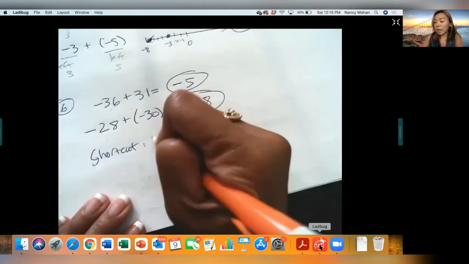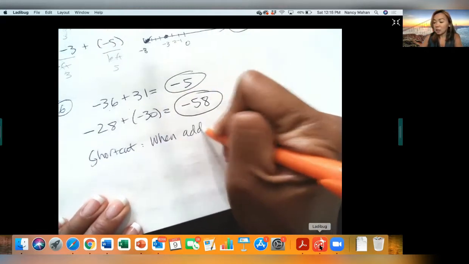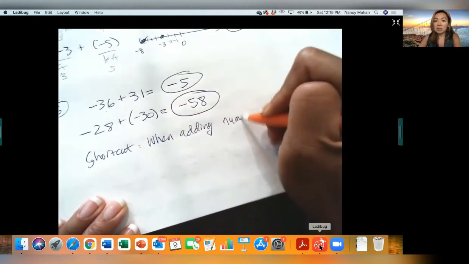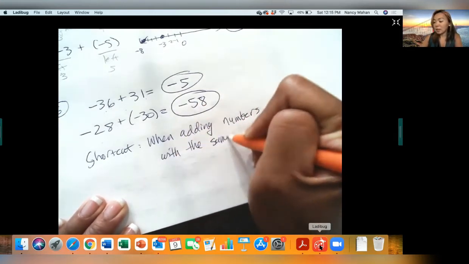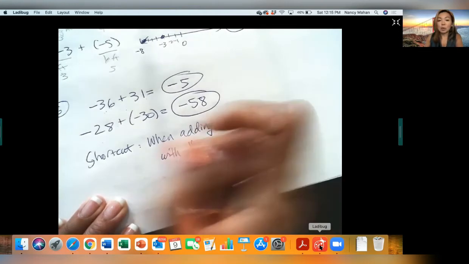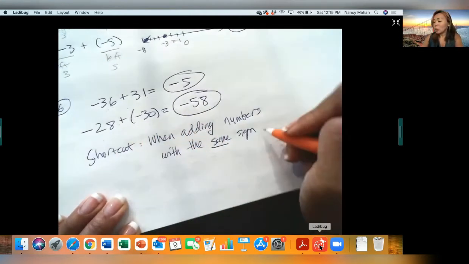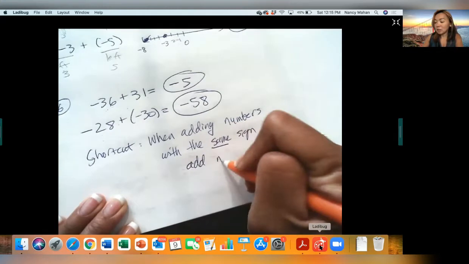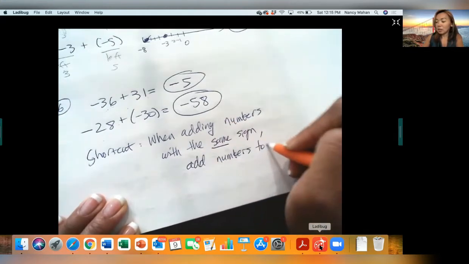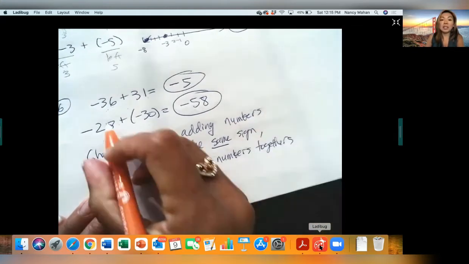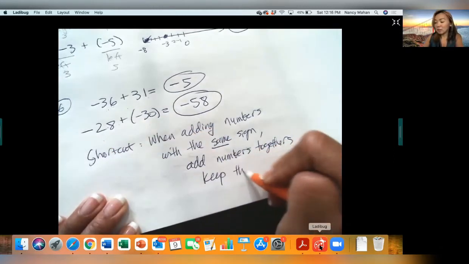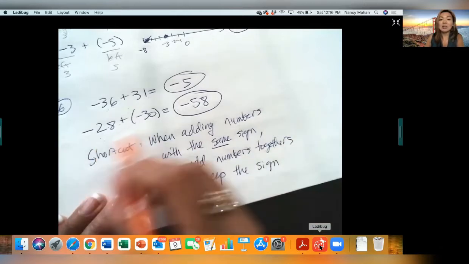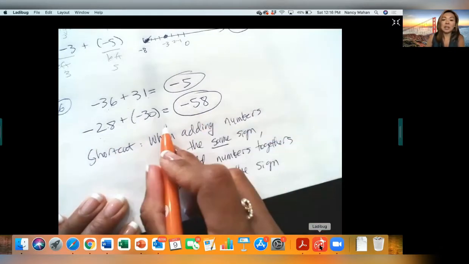Instead of drawing number lines, we're going to say when adding numbers with the same sign, such as what we did in this problem, we add the numbers together because we're walking in the same direction, and then we keep the sign that it's in. So here, since we walk to the left, we're going to say it's negative, right?